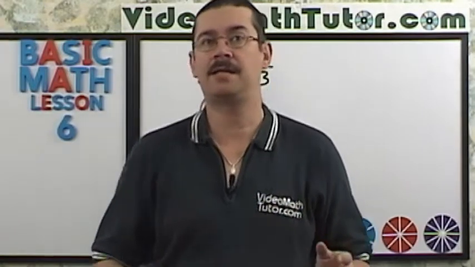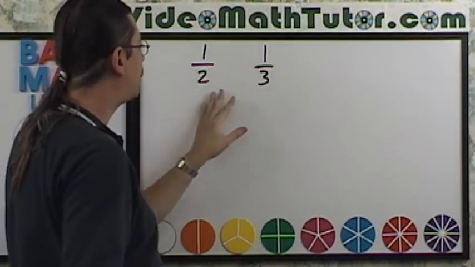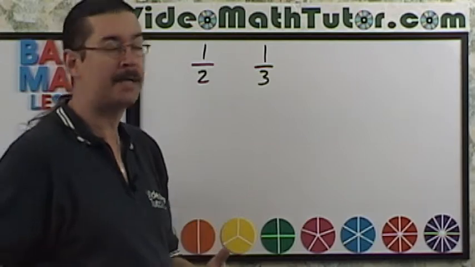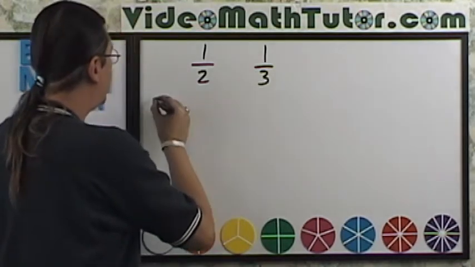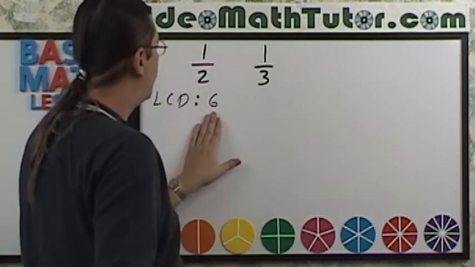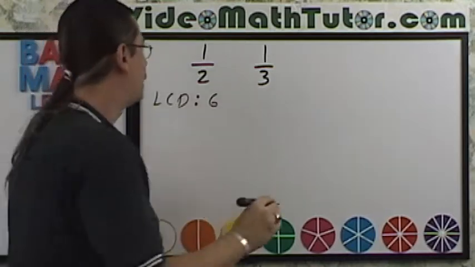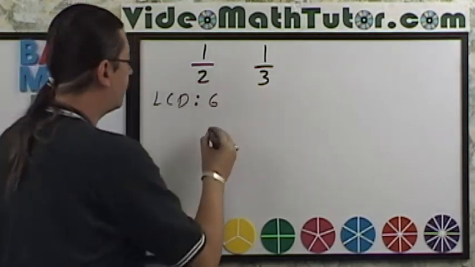To find the LCD between these two fractions, well, we normally do factor trees, but 2 and 3 are already prime. So just multiply them together. So my LCD is 6. So that's my target. I want to make the denominators to be 6. So let's change both of these into a higher form.